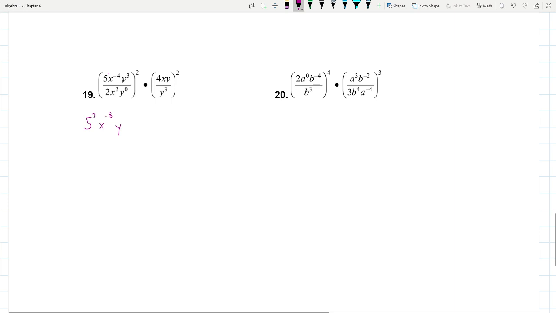Now I do the y. y to the third times 2 is 6 over, this 2 becomes 2 squared. This x becomes x to the fourth because it's 2 times 2, not because it's 2 plus 2. 2 times 2 still is 4. And then I go 0 times 2. Okay, my y is still 0. Then I'm going to do the other side as well. I go, all right, 4 squared, x squared, y squared over y to the sixth.